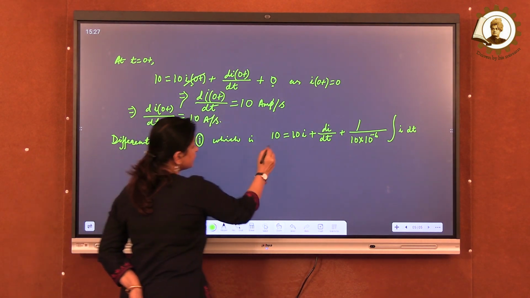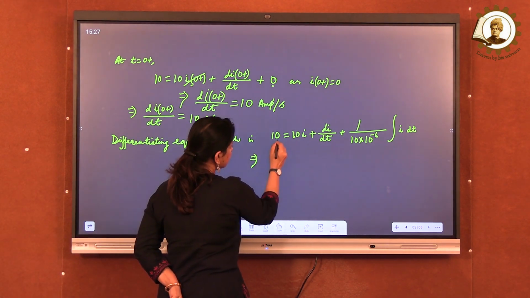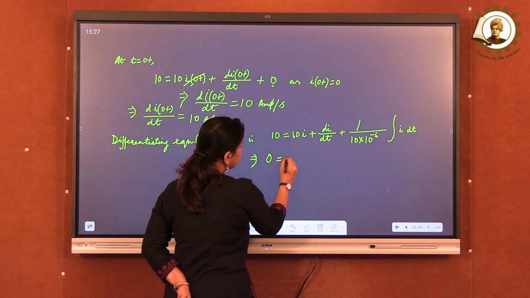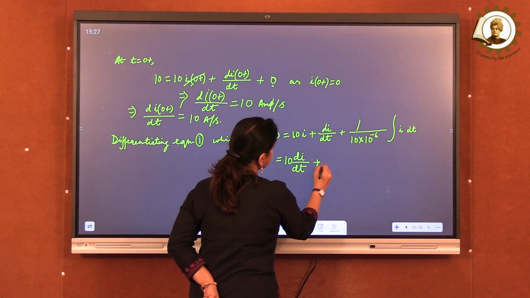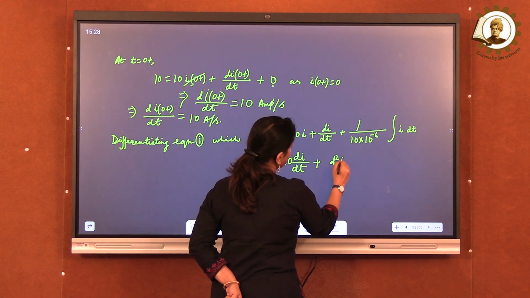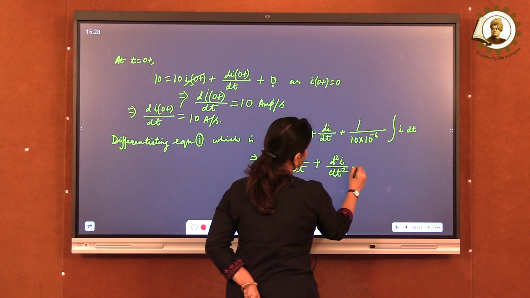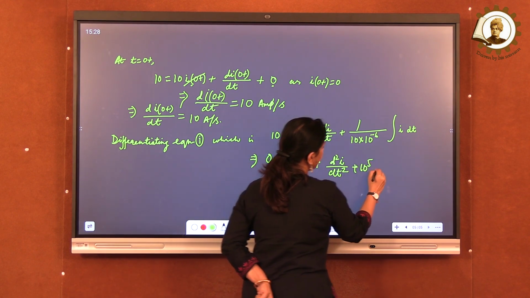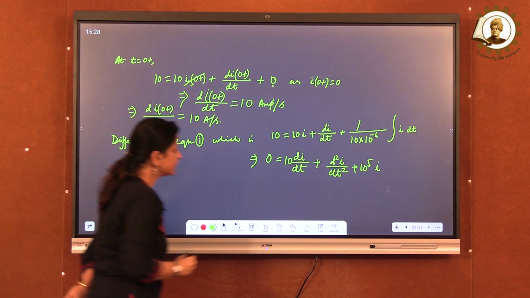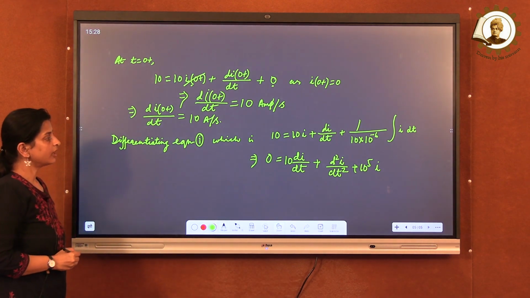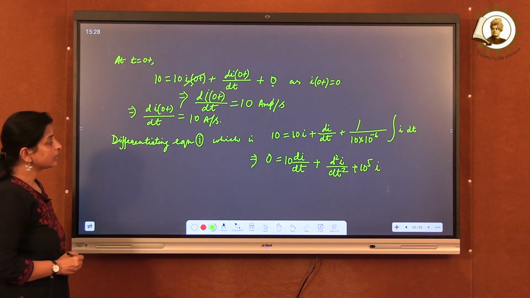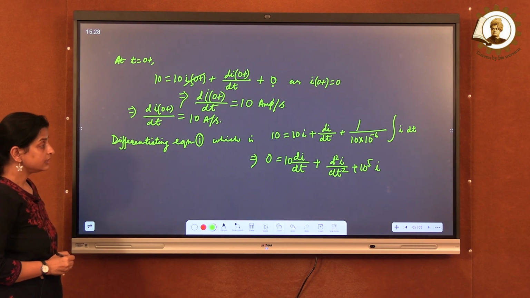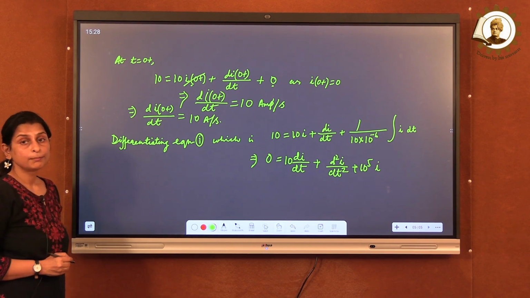So now if we differentiate this equation, this is the differentiation of a constant, so this will be 0, then 10 di/dt plus d2i/dt2 plus 10 to the power 5 i. So this is our equation after differentiation: 10 di/dt plus d2i/dt2 plus 10 to the power 5 i. So this is our equation. Now we have to find d2i/dt2 at 0+.